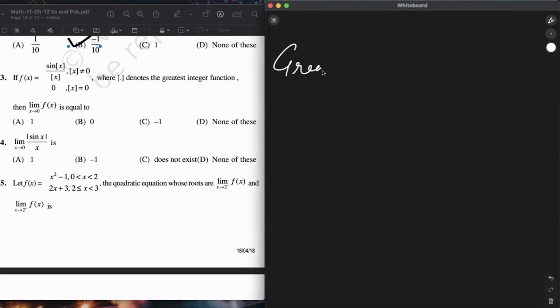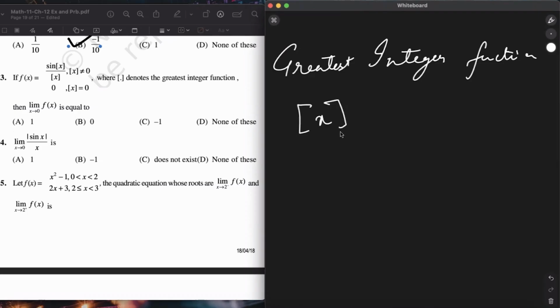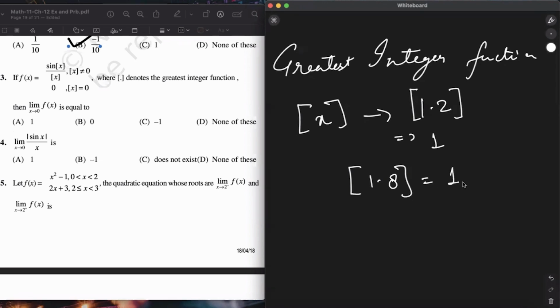GIF stands for greatest integer function. So GIF, you denote it with this. Now it is a step function. What is a step function? Like suppose you have put a value of 1.2 in this. So the greatest integer which it contains is 1. So it will return 1. Getting my point? And suppose you have put a value of, let's say 1.8. Again, it's the same thing. It will return the value of 1.